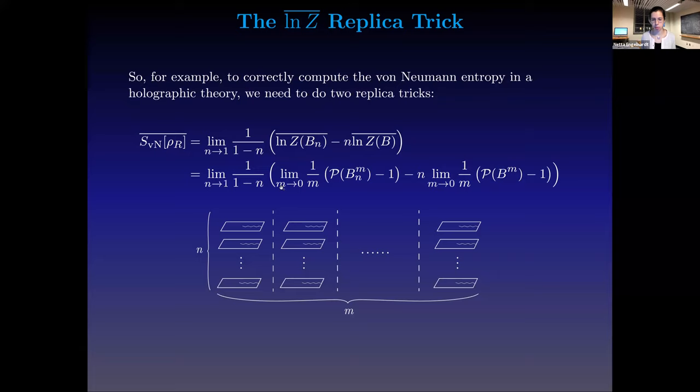So the entire replicated manifold looks like this mess here, where you have these n replicas that are all cyclically identified and cut along R. And then you have m copies of that. So this is the replicated manifold B sub n to the m. And so really when you're computing von Neumann entropies in gravity, you actually have to be doing two replica tricks rather than one.